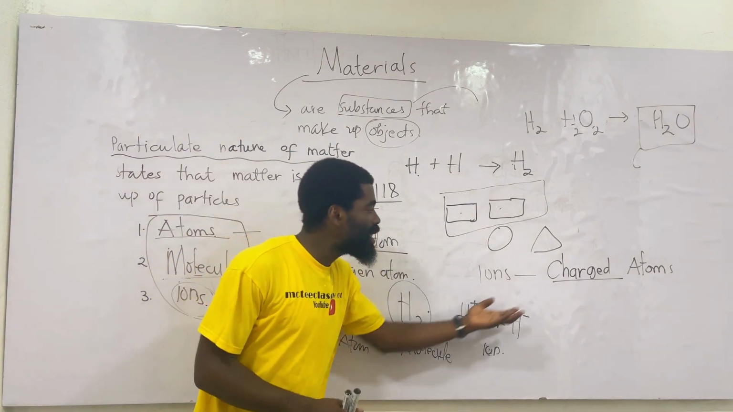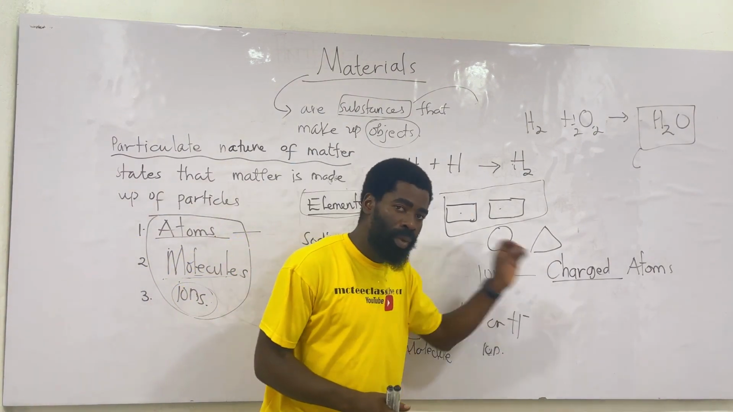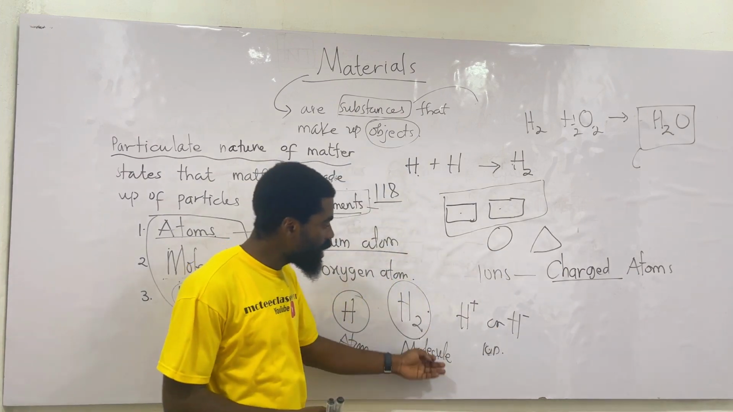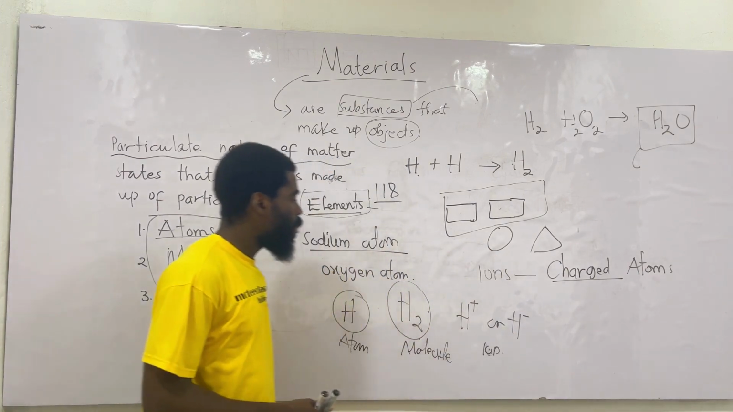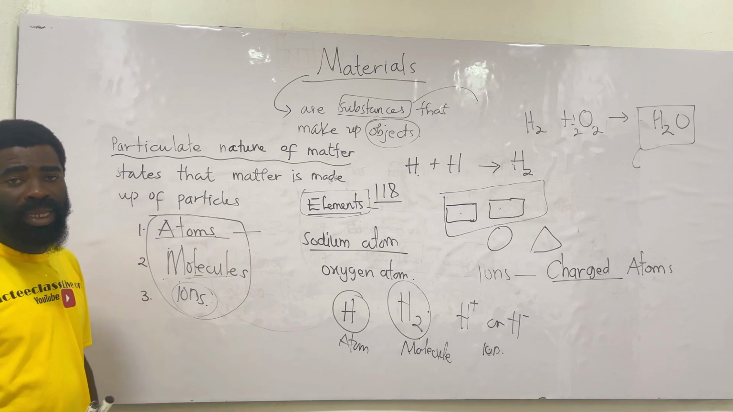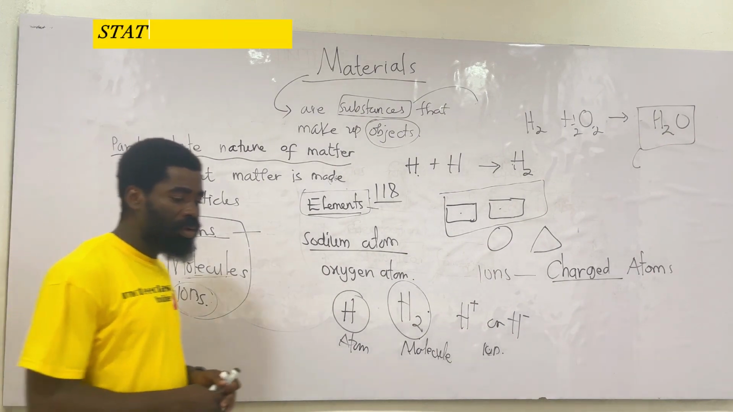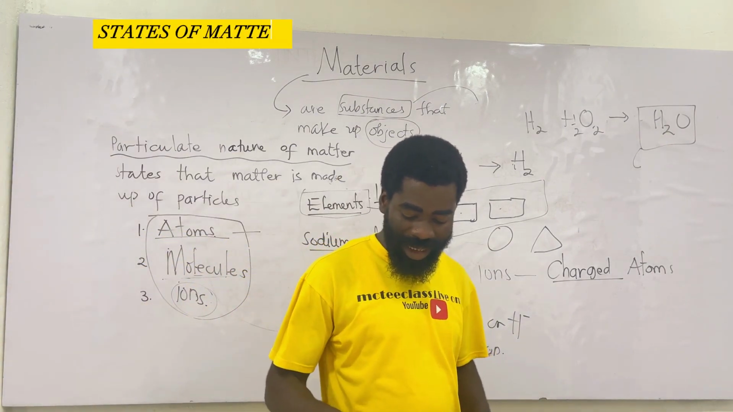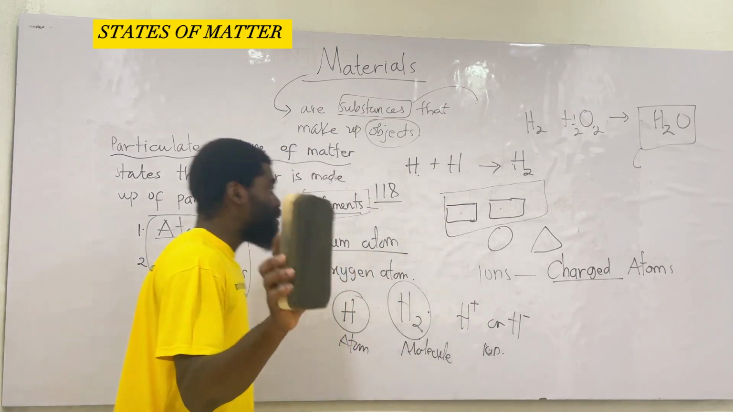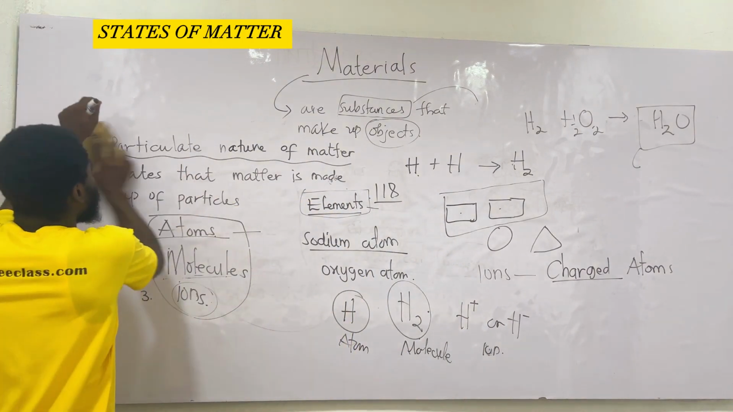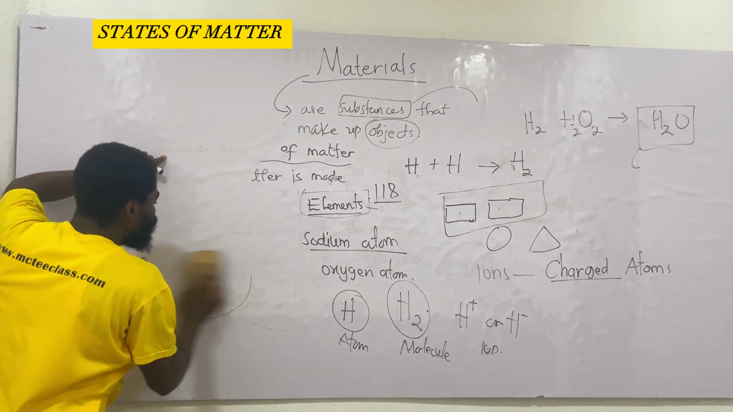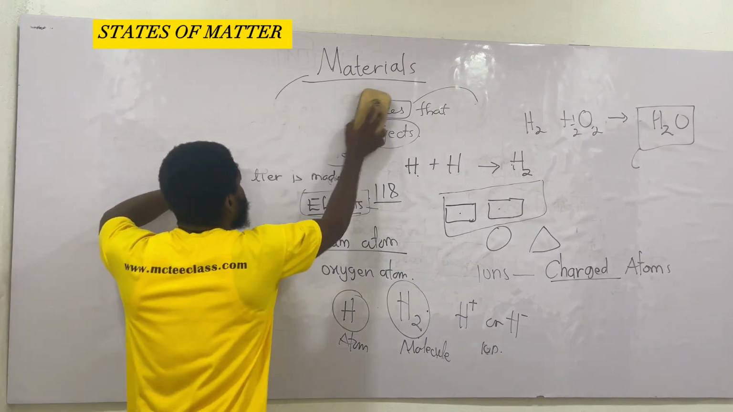Now, when we charge the atom, how do we charge an atom? We'll explain later. We charge an atom, then we have an ion. You get the point I'm making here? I hope you understand what I'm saying. Good. So now we look at the states of matter. Now we are done with the particles. We're done with the particle nature. Let's move straight to the states of matter.